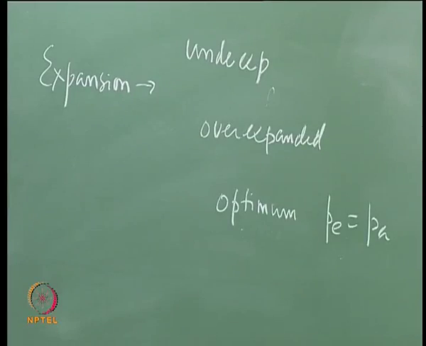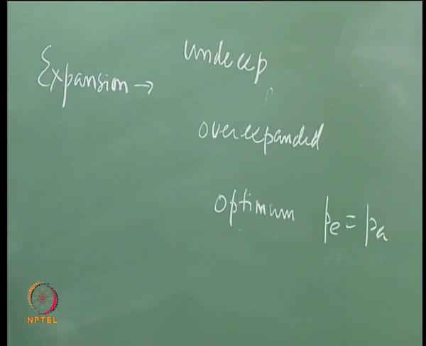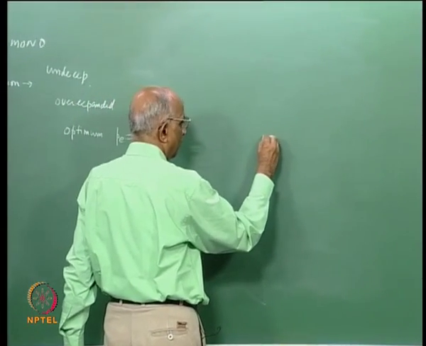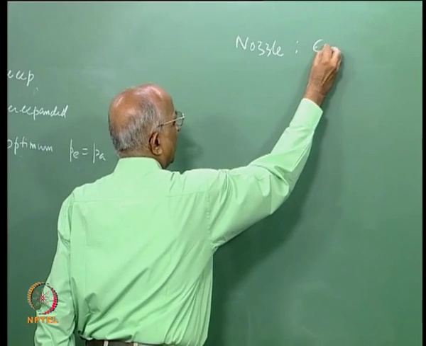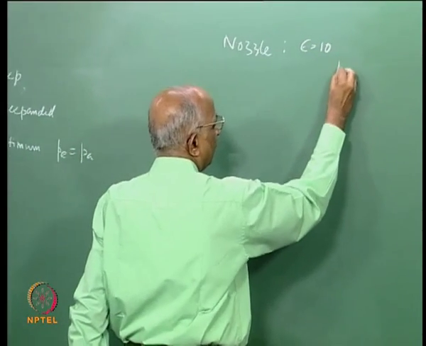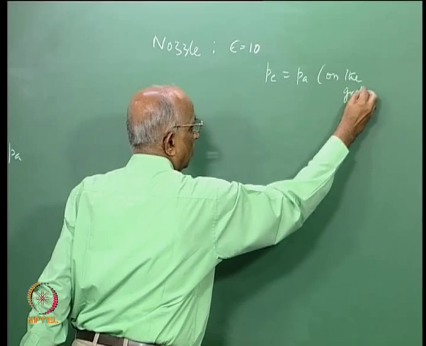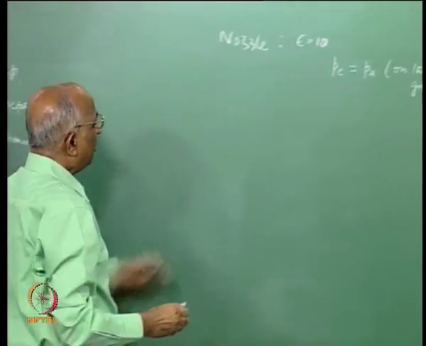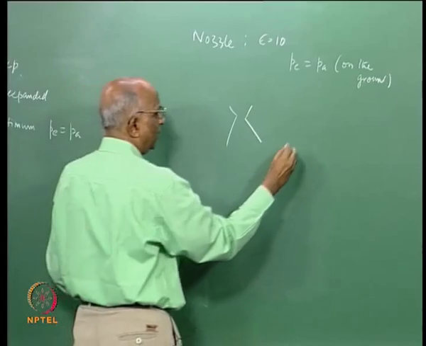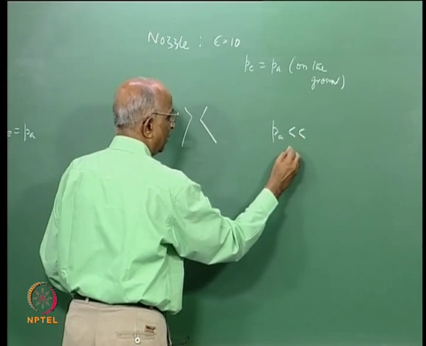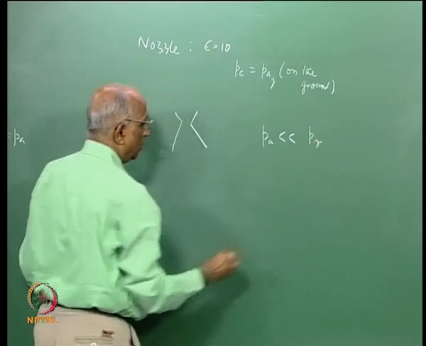See, there are some problems we have with under expanded and over expanded, and we told ourselves, supposing I were to have a rocket nozzle with, let us say, an area ratio of around 10 or so, which gives an exit pressure equal to the ambient pressure on the ground, and if this particular nozzle were to fly at a high altitude wherein PA is less than the value on the ground, let us say PA on the ground, then what is going to happen?